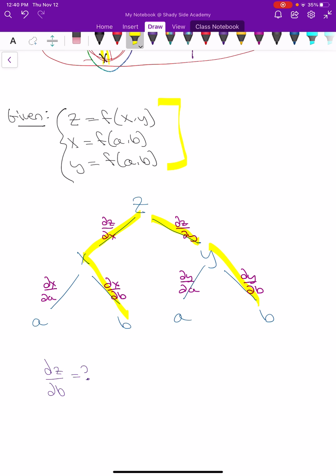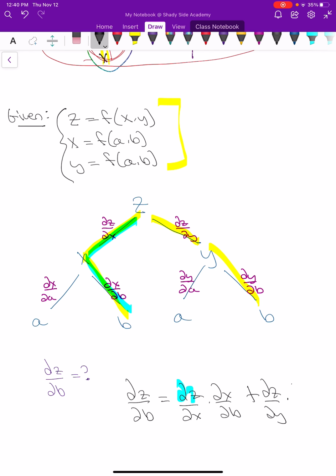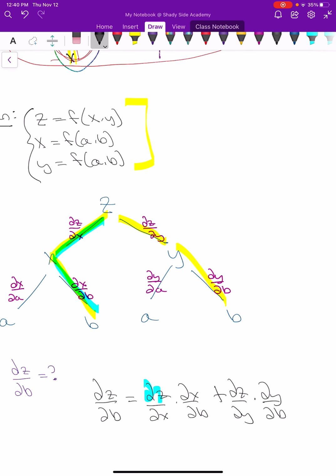So if I'm looking for the total differential relationship ∂z/∂b, I have to first map out the paths. Let's just call this path blue so I don't get confused, okay? The blue path is ∂z/∂x times ∂x/∂b, plus, okay, and then here's the yellow path, ∂z/∂y times ∂y/∂b.